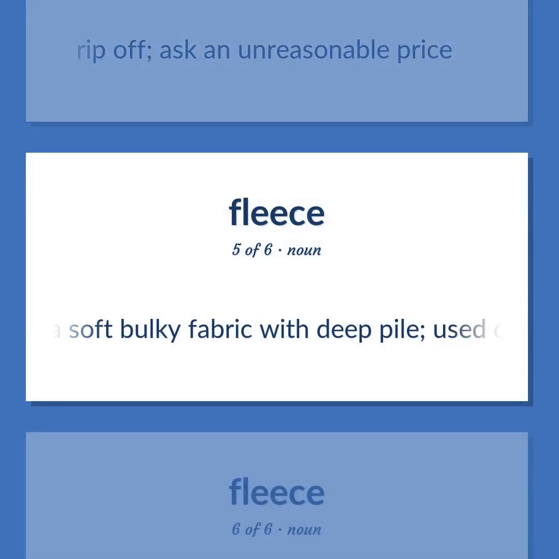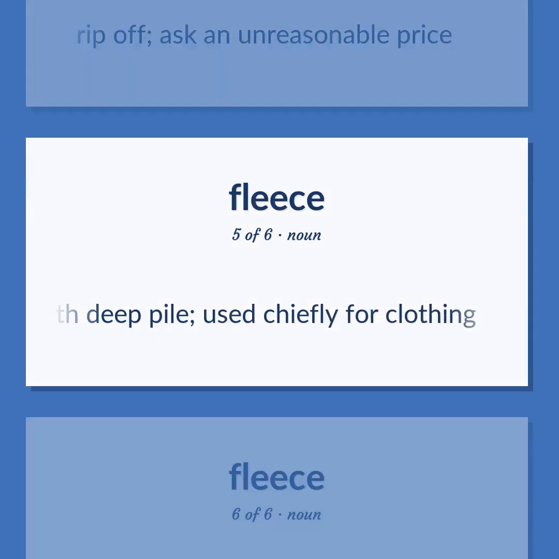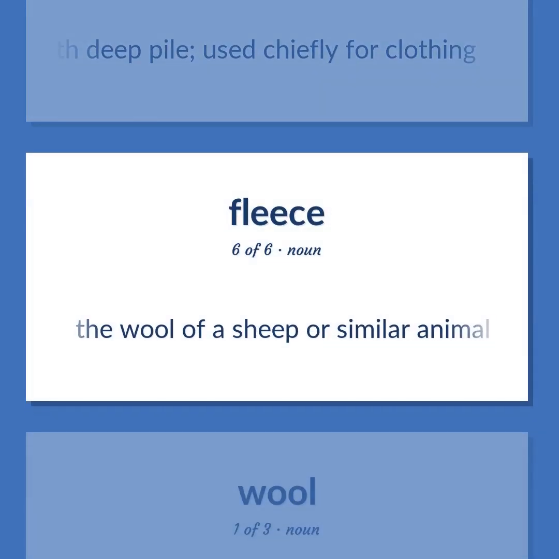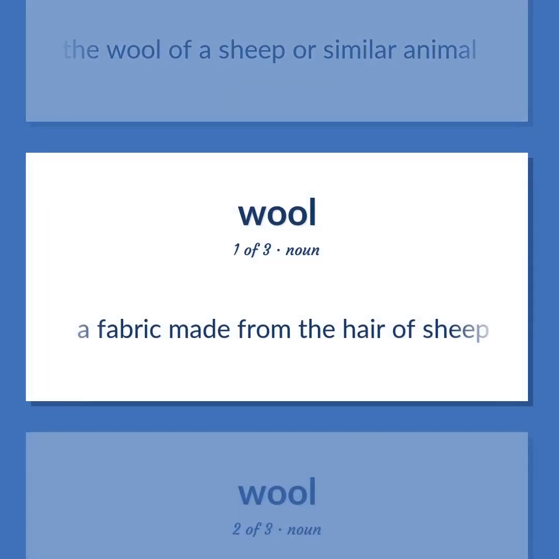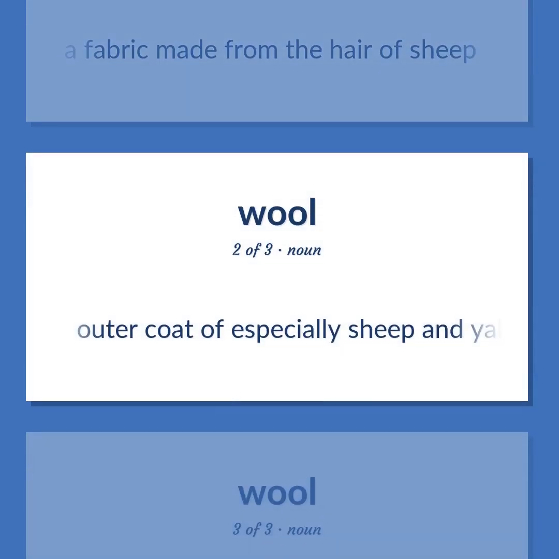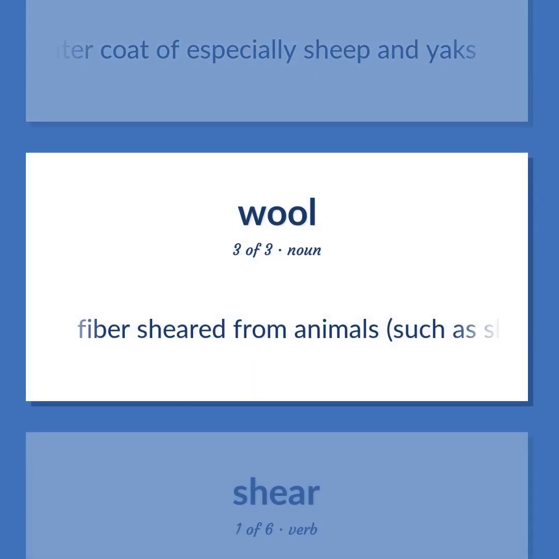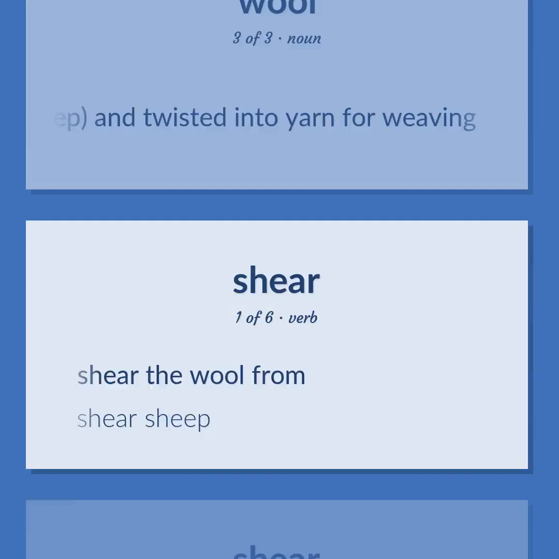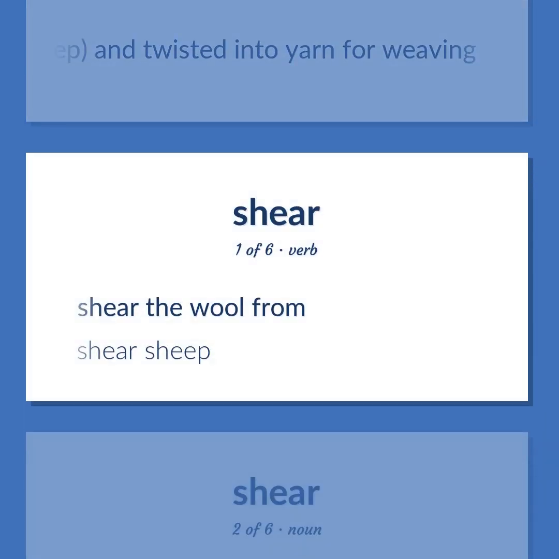A soft bulky fabric with deep pile, used chiefly for clothing. The wool of a sheep or similar animal. A fabric made from the hair of sheep. Outer coat of especially sheep and yaks. Fiber sheared from animals, such as sheep, and twisted into yarn for weaving. Shear the wool from. Shear sheep.